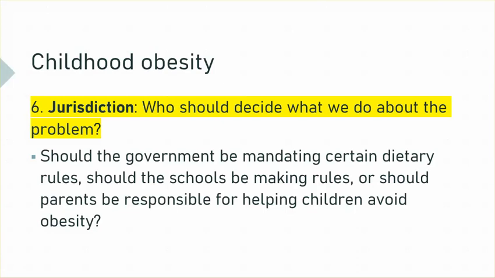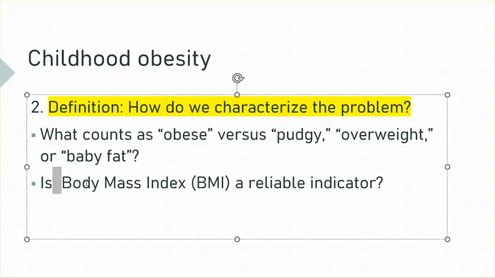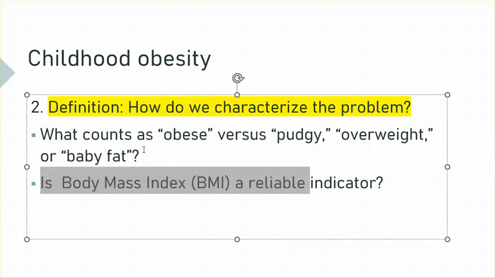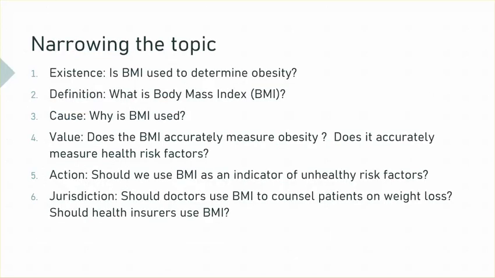So if we look way back at the definition, right there we have two different questions of what counts as obese versus just overweight. And we have another question, is the body mass index a reliable indicator? Let's take just that question about body mass being a reliable indicator, and let's narrow that down. And notice when we narrow down, we're going to use those exact same six questions.